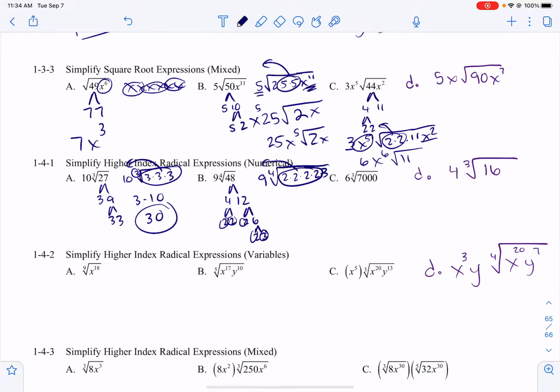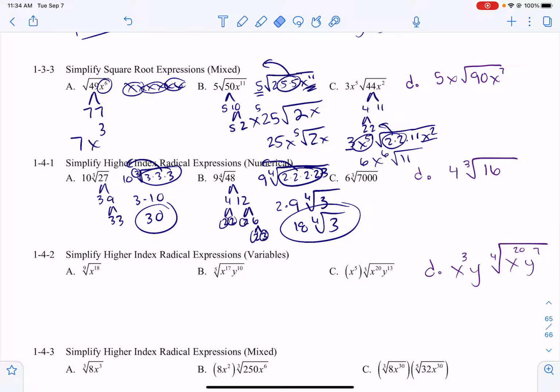So there's a group of 4 I can pull out. So I end up with 2 times 9 fourth roots, and I've got a 3 stuck underneath. So 18 fourth roots of 3. Okay, part C, 6 cube roots of 7,000.